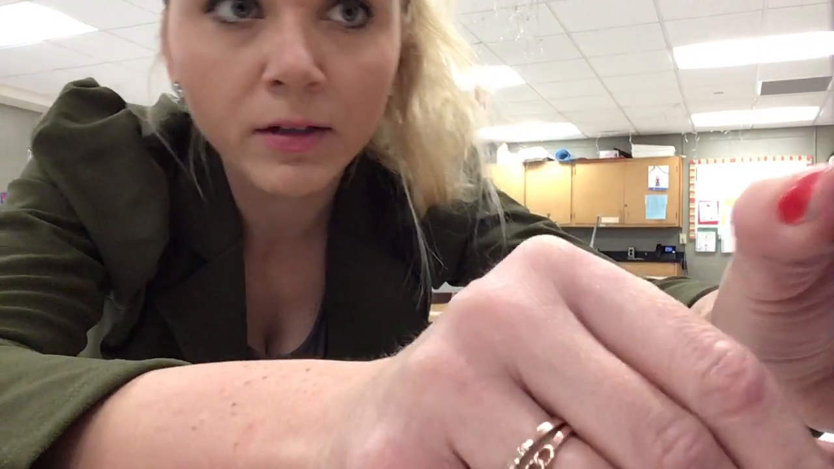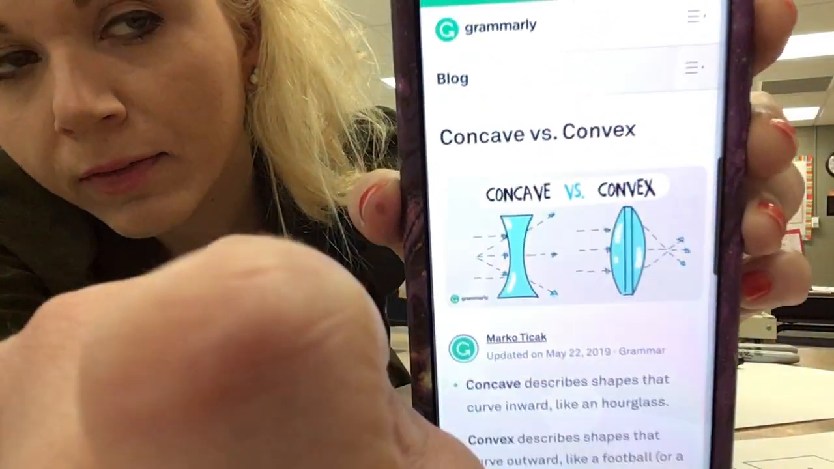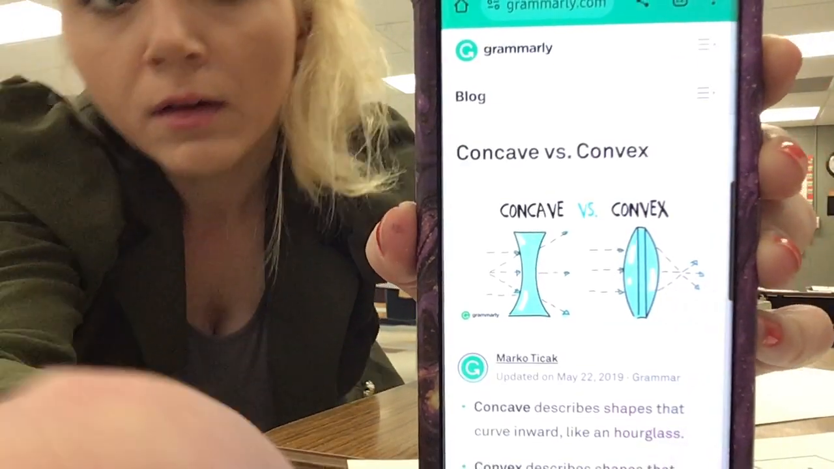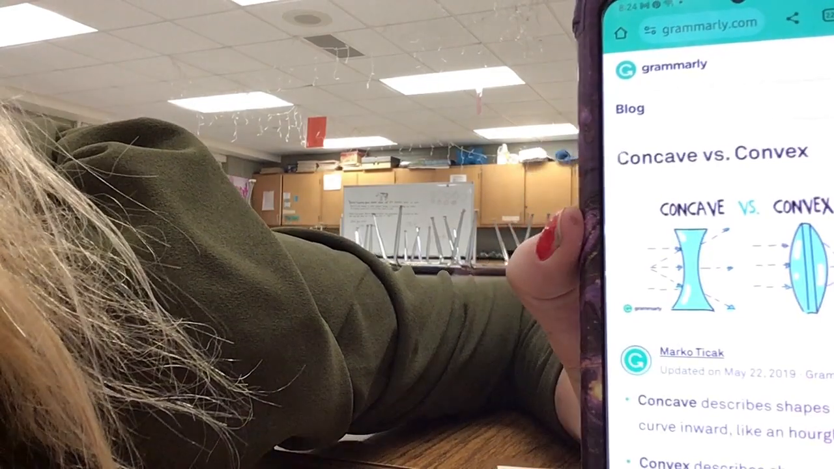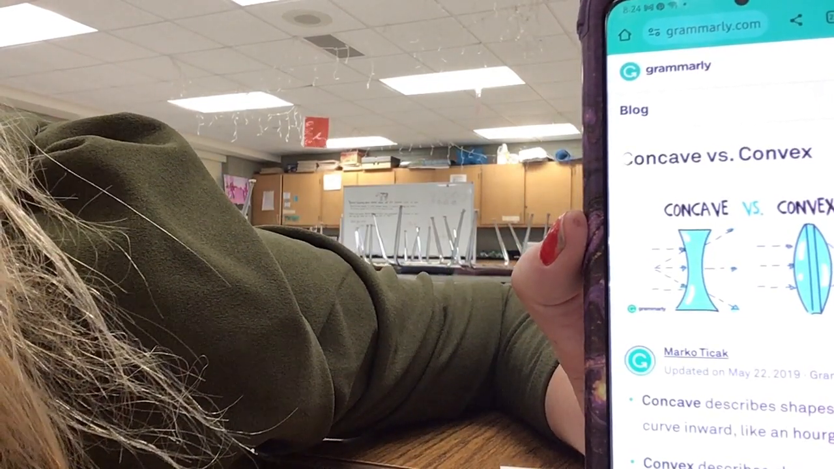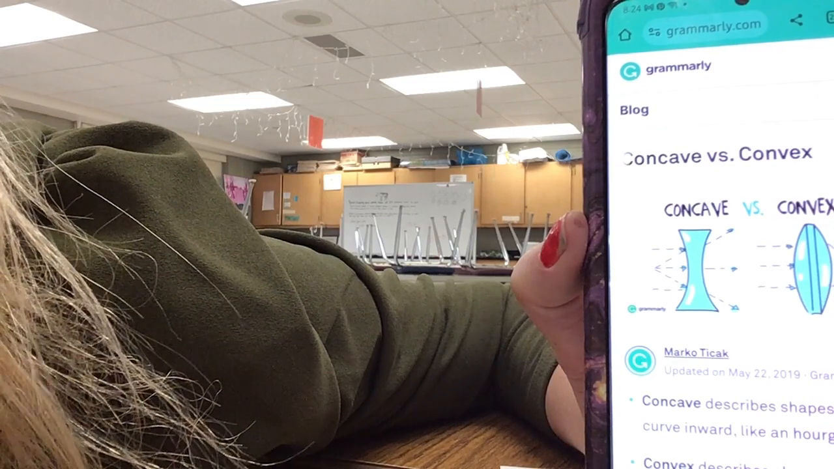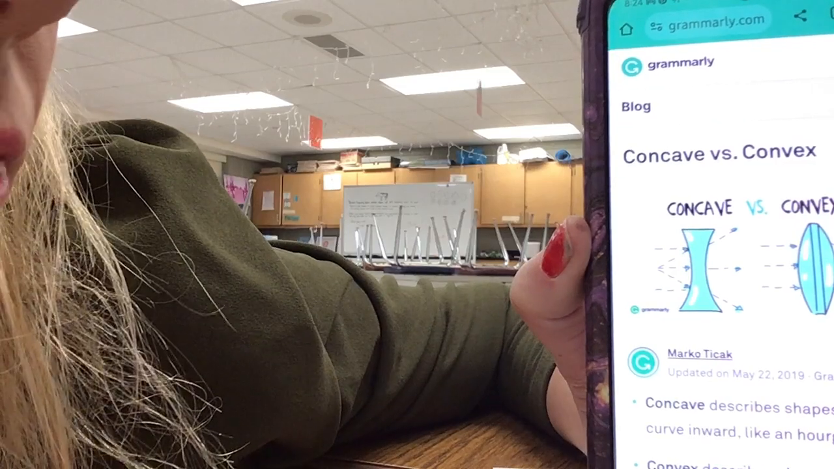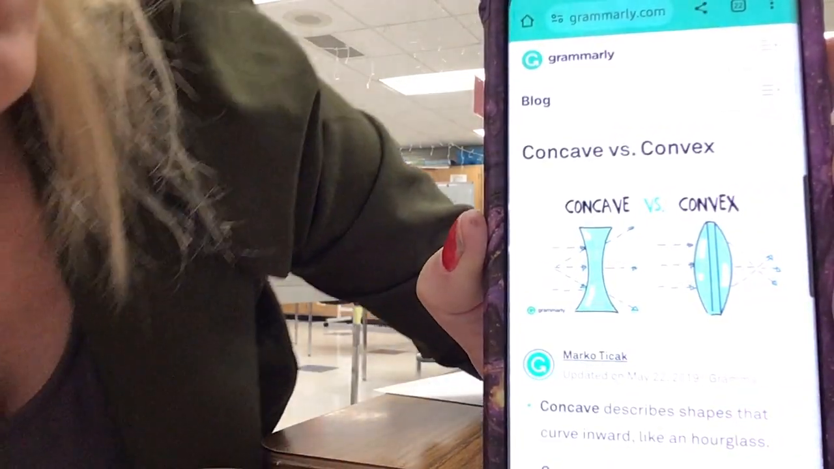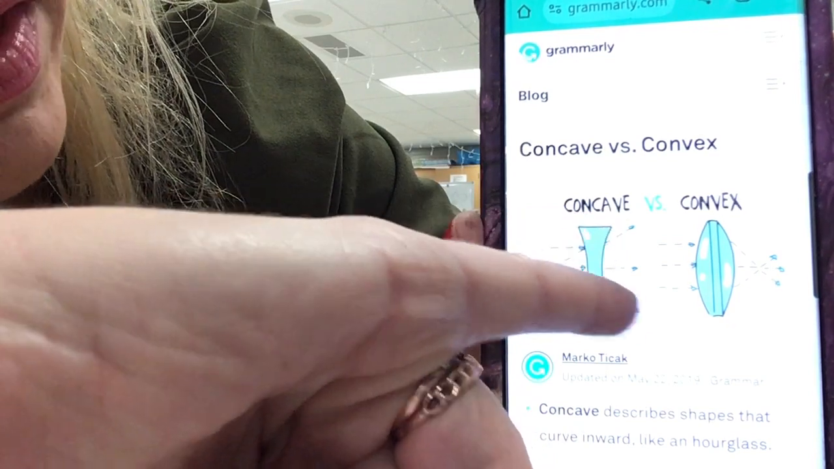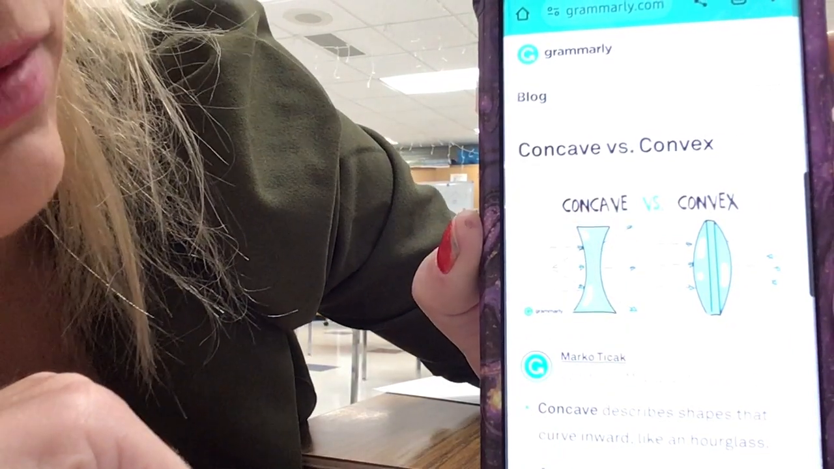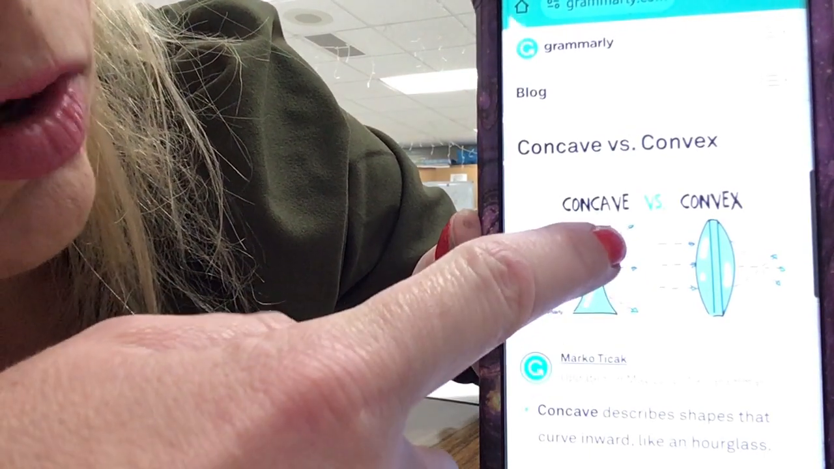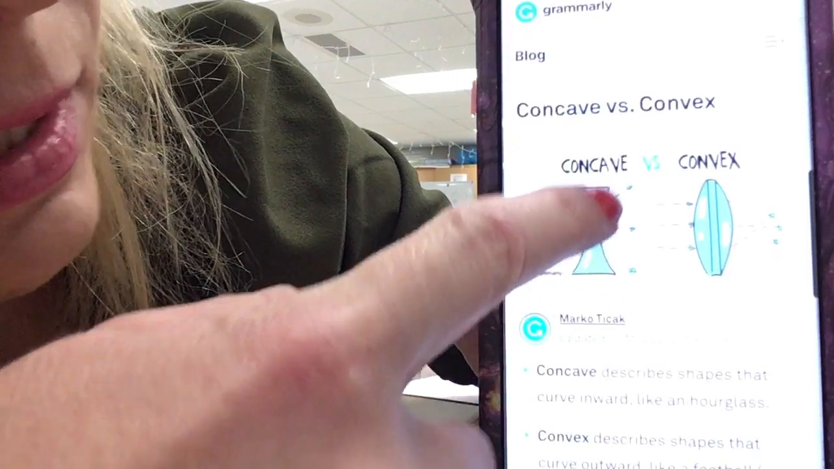So I found here on my phone, there we go, it gives you a really good visual of the difference between the two. Concave describes shapes that curve inward, like an hourglass, and convex describes shapes that curve outward, like a football. Okay, this one is curved inward, it's bent in. That's concave. I think of it as like a cave in the side of a mountain. The opening of the cave is going to be carved inward.